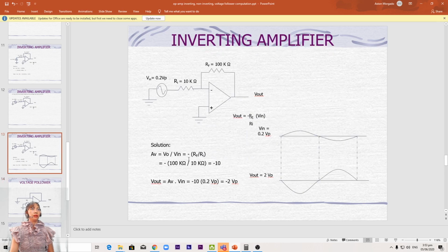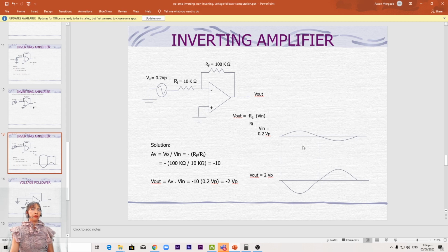We have AV is V out over V in, negative RF over RI, so negative 100K over 10K, so we have negative 10. V out is AV times V in: negative 10 times 0.2 volts peak, so you have negative 2 volts peak. How are we going to draw that? If we're going to draw that, we have 0.2 volts peak input, whereas V out is 2 volts peak.